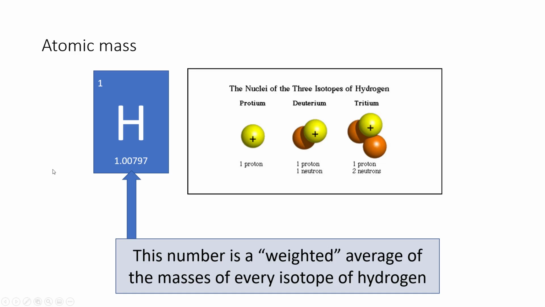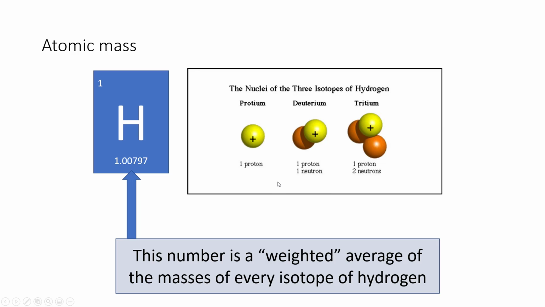This number is a weighted average of the masses of every isotope of hydrogen. You're like, what? Well, let me remind you. In the previous slide, I showed you the 3 isotopes of hydrogen. Protium has 1 proton and no neutron. Forgive me, I think in the previous video I misspoke. Deuterium has 1 proton and 1 neutron, and tritium has 1 proton and 2 neutrons. So you've got no neutrons, 1 neutron, and 2 neutrons.